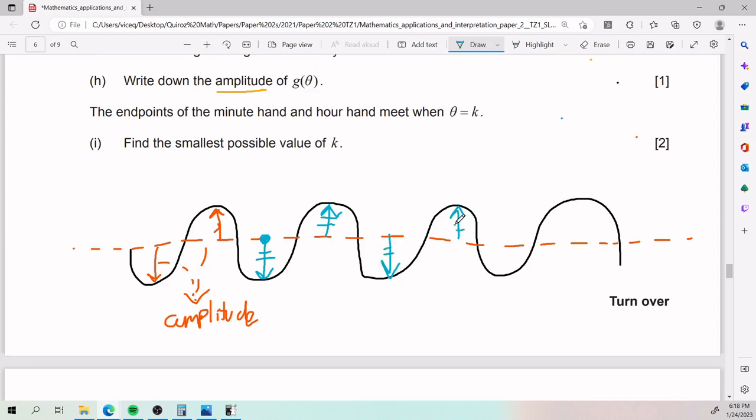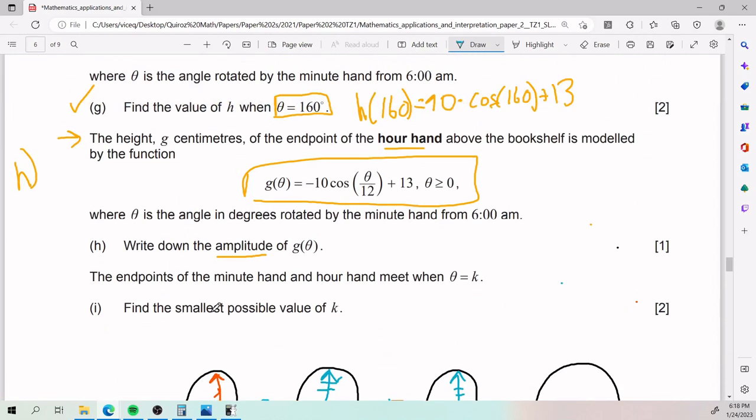So that being said, let's go back to H. We need to write down the amplitude of G. So you can figure this out manually, or you can do it really quickly just by knowing the general form of the cosine function. And so the cosine function, whatever's in front of the cosine or sine is always going to be your amplitude. So this, in absolute value, is going to be your amplitude, always.